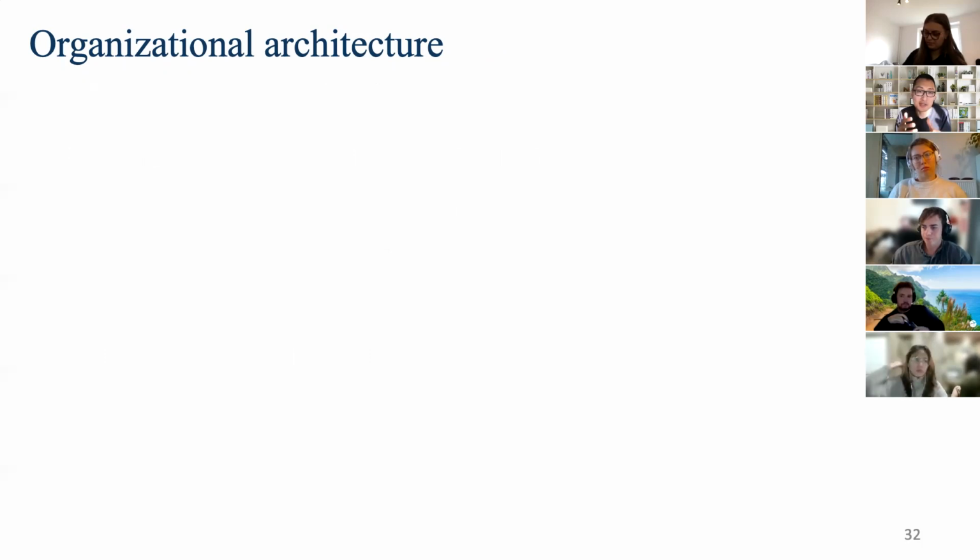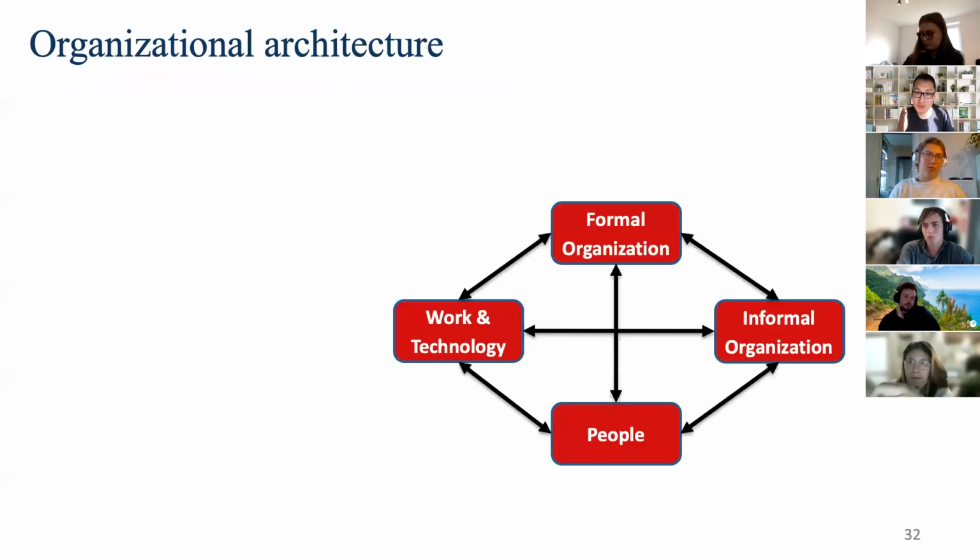So I will present all the theories based on organizational architecture. This organizational architecture just lists all the important components of the organization that define the organization. There are 5 important components of organization.